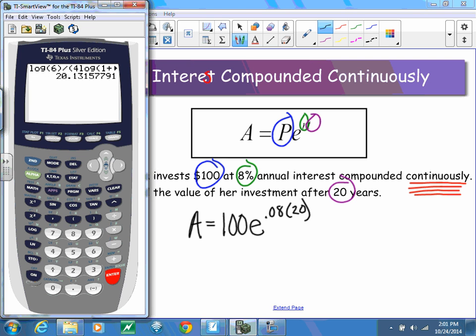Going to the calculator. Take 100 times e, so I'm going to hit second and the division sign. Second first, then divide. And then we're going to go to the power of. And here you're going to again want to make sure that you're using parentheses, especially if you have the older graphing calculators, because you want to make sure the 0.08 times 20 is in that exponent there. Hitting enter, and we end up with $495.30.